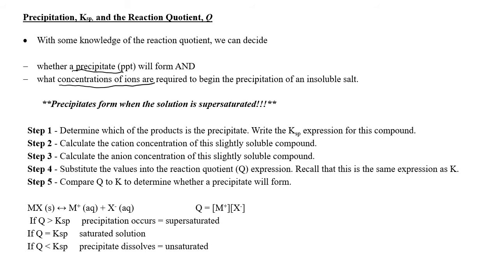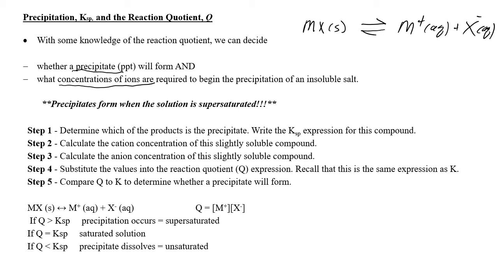Remember, a solid, let's take something like MX, giving M plus aqueous ions and X minus aqueous ions. This equilibrium is at your saturation point. So if you have more moles per liter than what the solution can hold, it will precipitate. That would be a supersaturated solution. And if you have less than what the solution can hold based on the solubility, then a precipitate will not form.